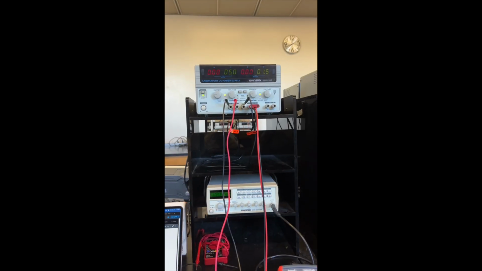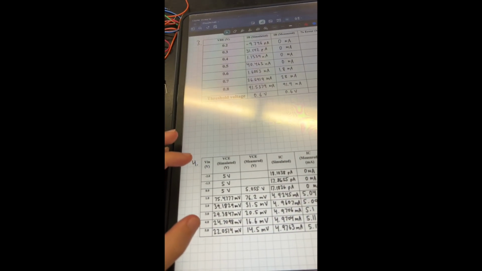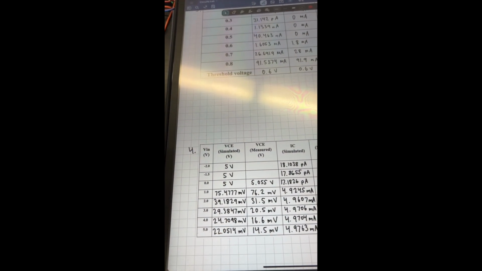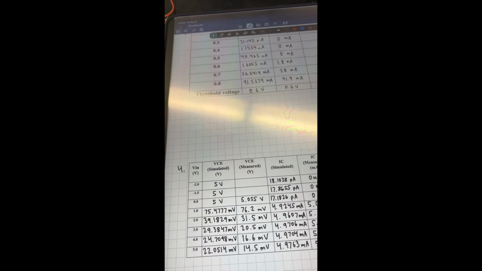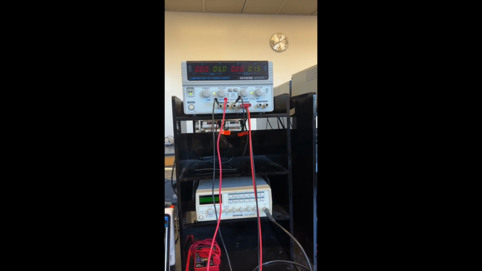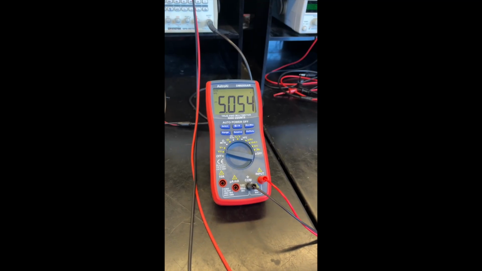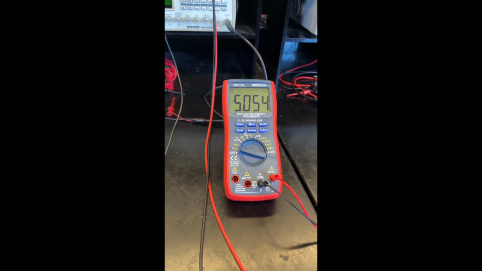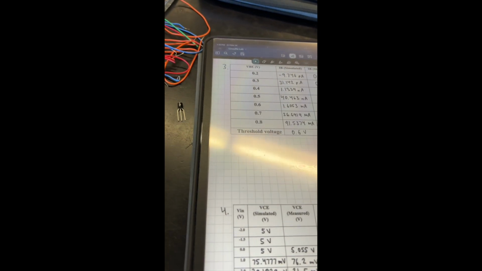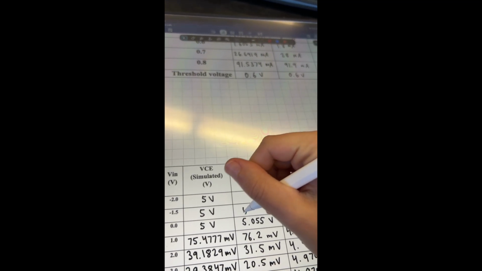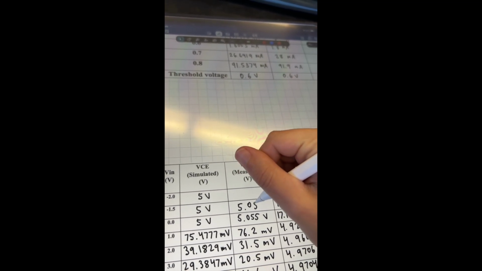All right, and now I'm just going back and doing the VCEs for the negative VNs. So now I'm supplying negative 1.5 volts to my circuit. I've just done this by flipping the polarity of my clips, and I'm getting a VCE measurement of 5.054 volts, and my simulated was 5 volts.